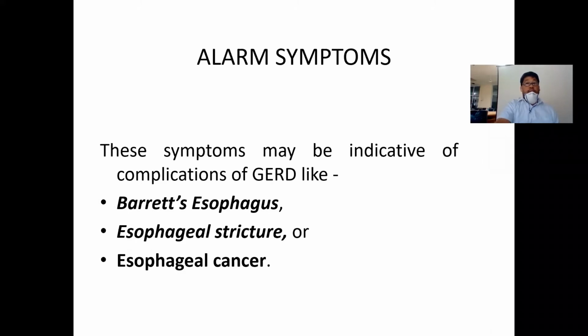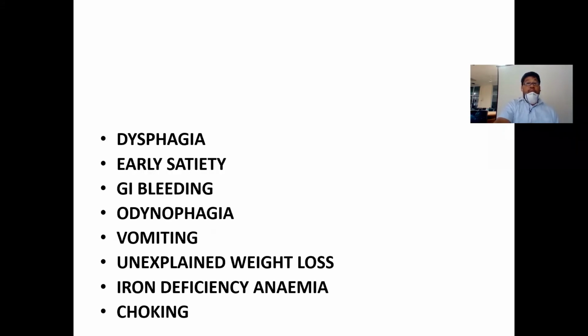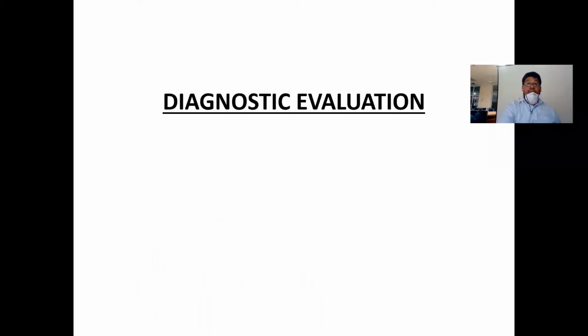Now, the patient can have some alarm symptoms. These symptoms may be indicative of complications of GERD, like Barrett's esophagus, esophageal stricture, or carcinoma of the esophagus. Because of these conditions, the patient may have symptoms. This may be dysphagia, early satiety, GI bleeding, odynophagia, vomiting, unexplained weight loss, iron deficiency anemia, or choking. So these are the sets of symptoms which the patient may present.